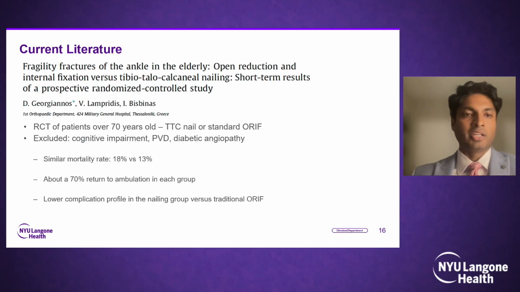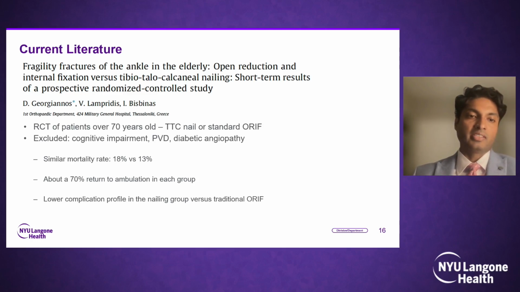Before we get into the case a little bit, I do want to review some of the literature that's out there. This is probably the largest and highest quality study that's available, and it's one of the pilot studies that made this a popular treatment modality. This is a trial in patients 70 years or older that were treated with a tibio-talar-calcaneal nail instead of ORIF. They excluded cognitive impairment, peripheral vascular disease, and peripheral nerve changes with diabetes. And I think sometimes these 3 cohorts of patients would really benefit from this type of modality.